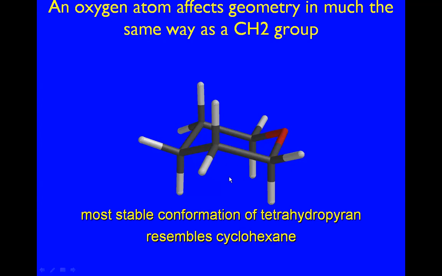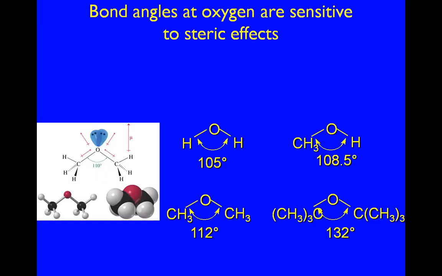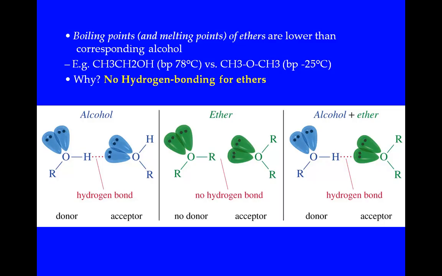Okay, any questions? If not, let's look into the properties. We just now looked into the structures, we saw the bond angles, we saw the lone pairs, and now how do the physical properties get affected because of these structural features.